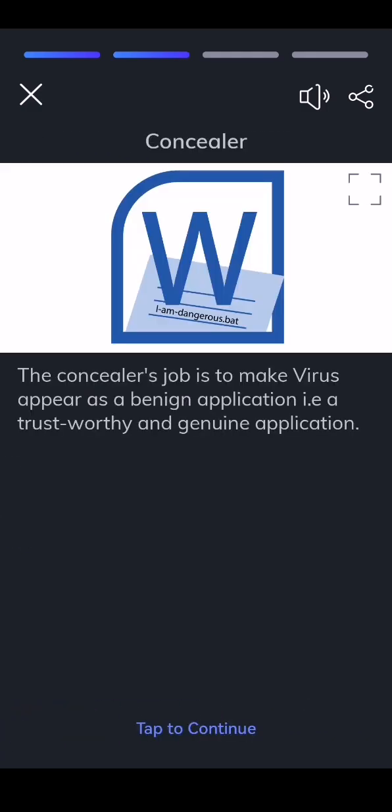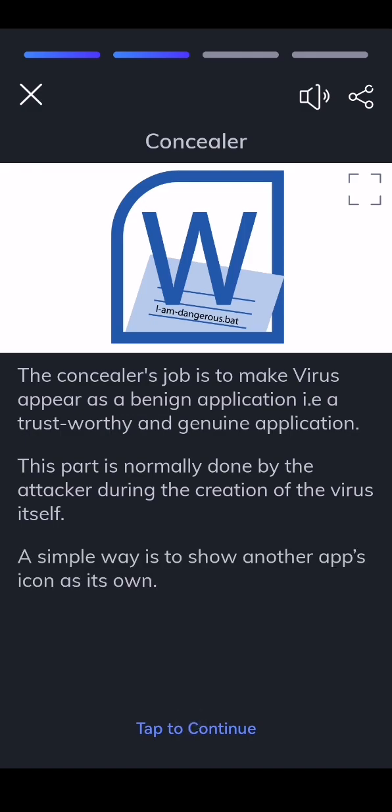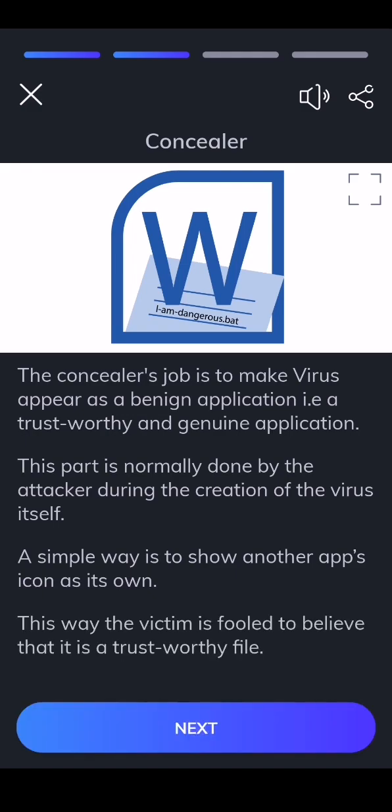The concealer's job is to make the virus appear as a benign application, i.e. a trustworthy and genuine application. This part is normally done by the attacker during the creation of the virus itself. A simple way is to show another app's icon as its own. This way the victim is fooled into believing that it is a trustworthy file.